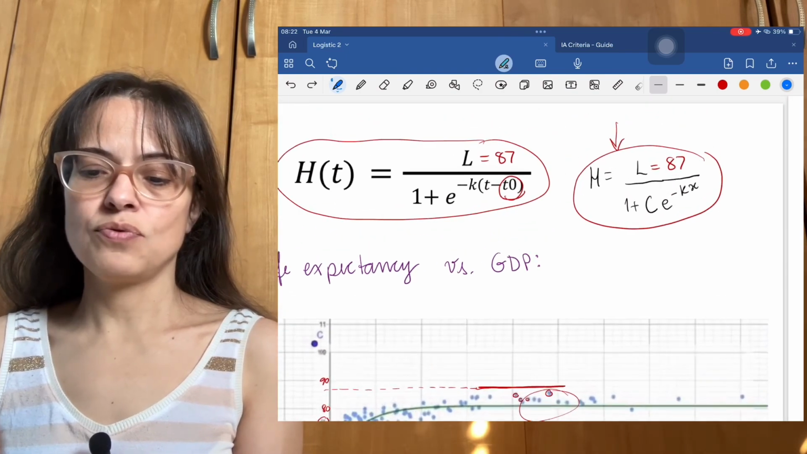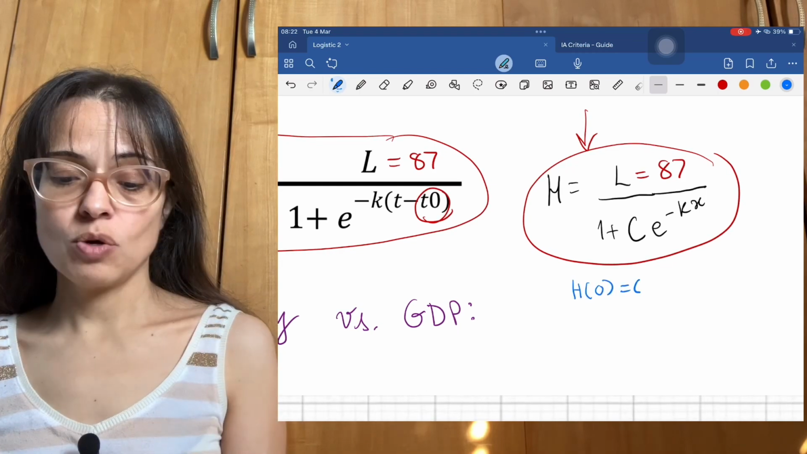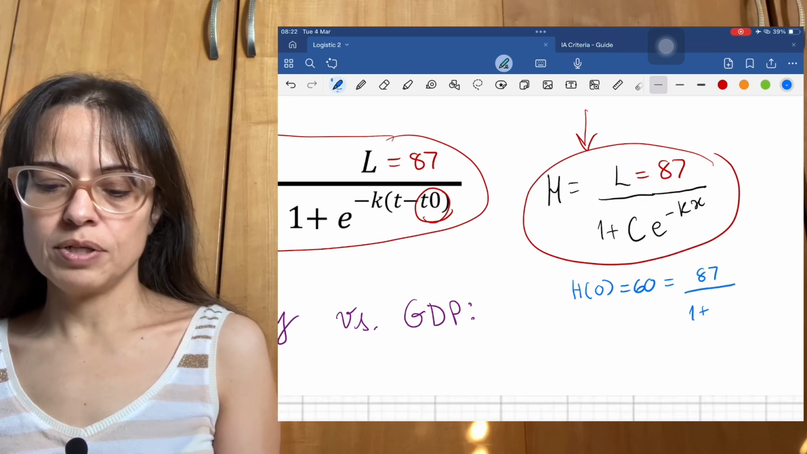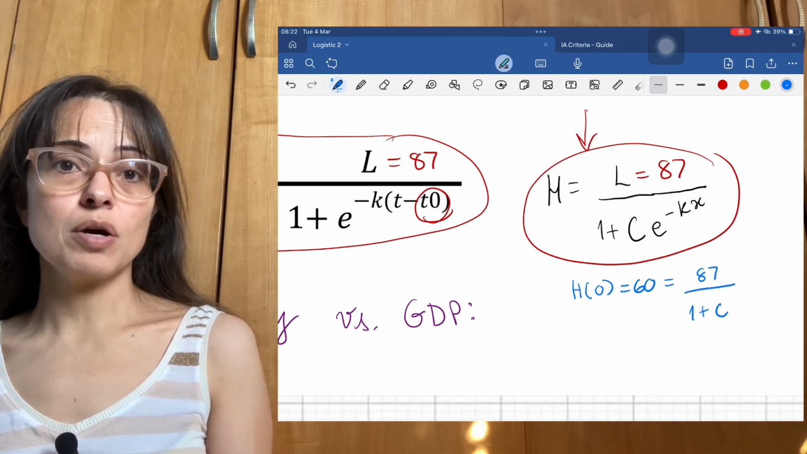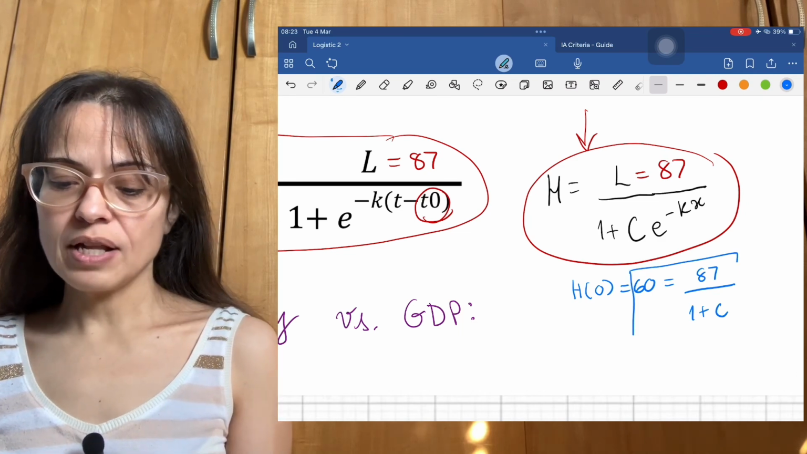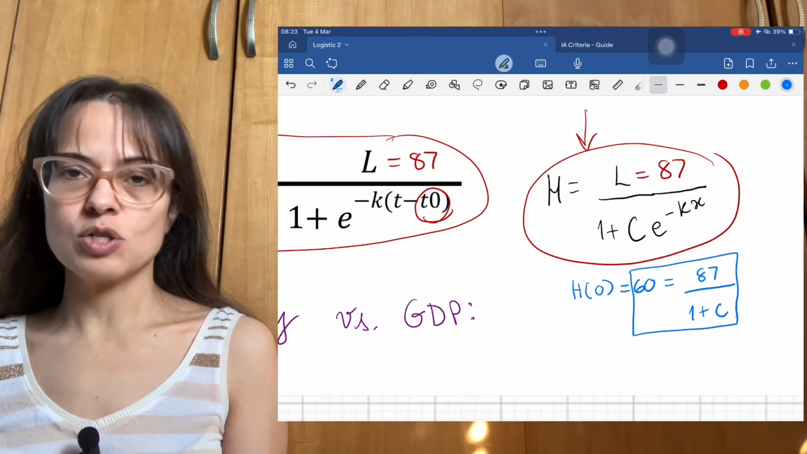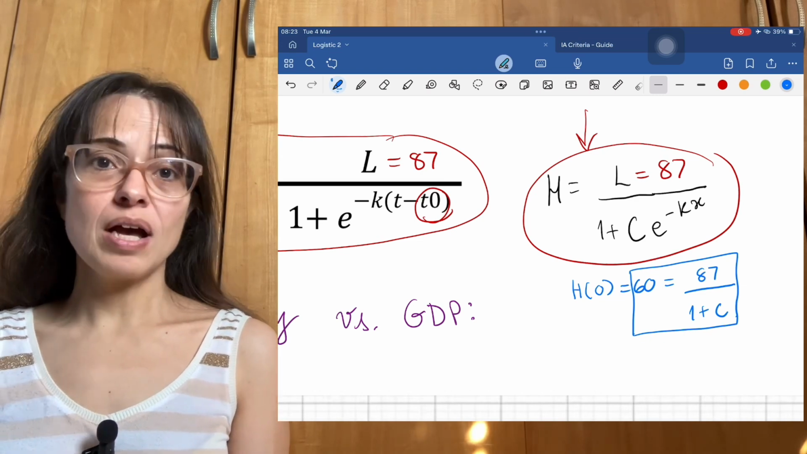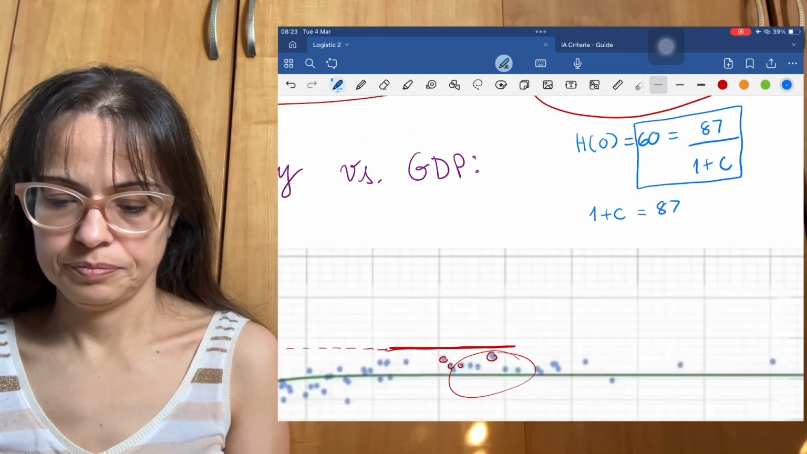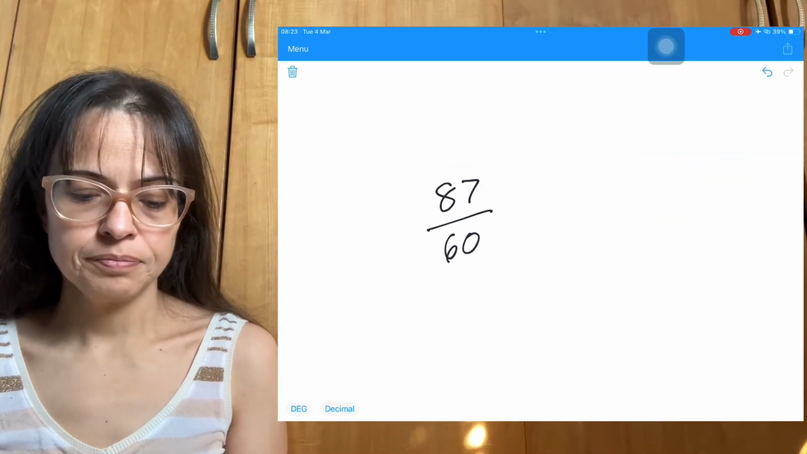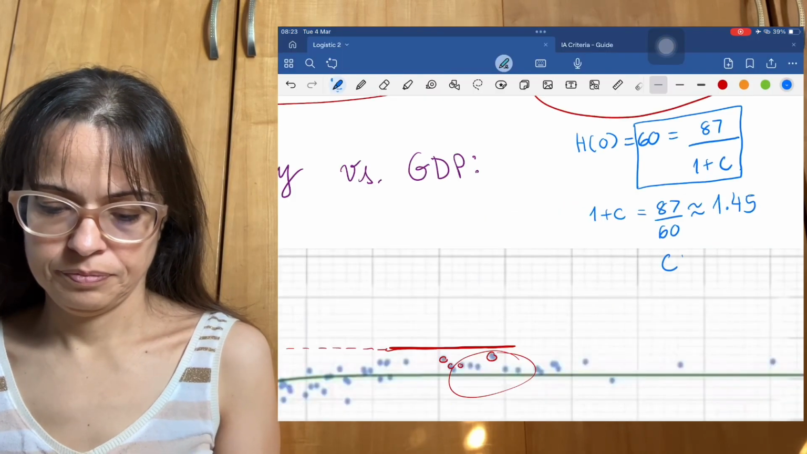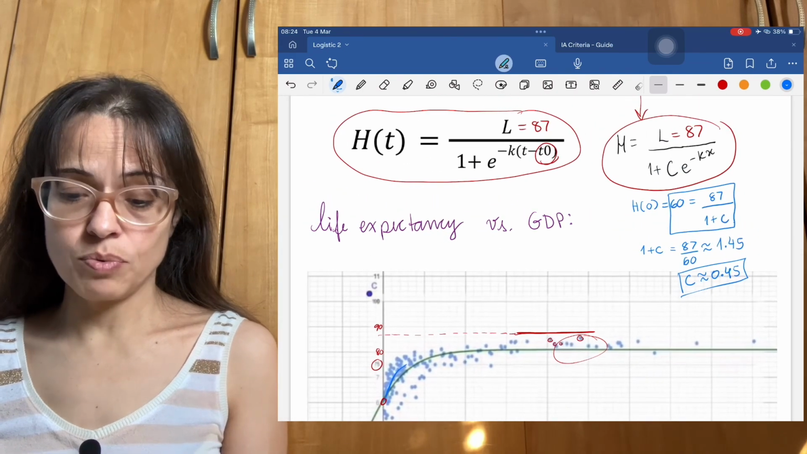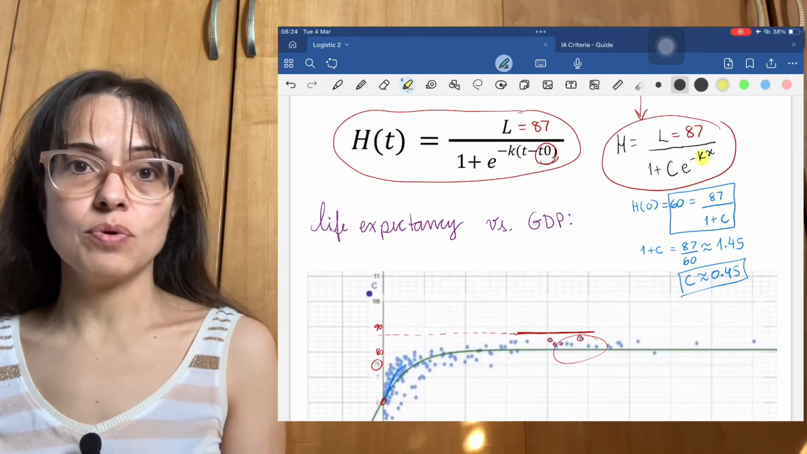Okay, so in this formula, h of 0, which I want to be 60, is going to be 87 over 1 plus c times e to the power of 0, which is just 1. So it's not like the parameter c itself has a specific meaning, like c is the y-intercept. It's not like that. But once you have the L, you can use the c to find the y-intercept or vice versa, which is what I'm doing right now. C is 0.45 and I already have L equals 87. I still have freedom in the value of k.